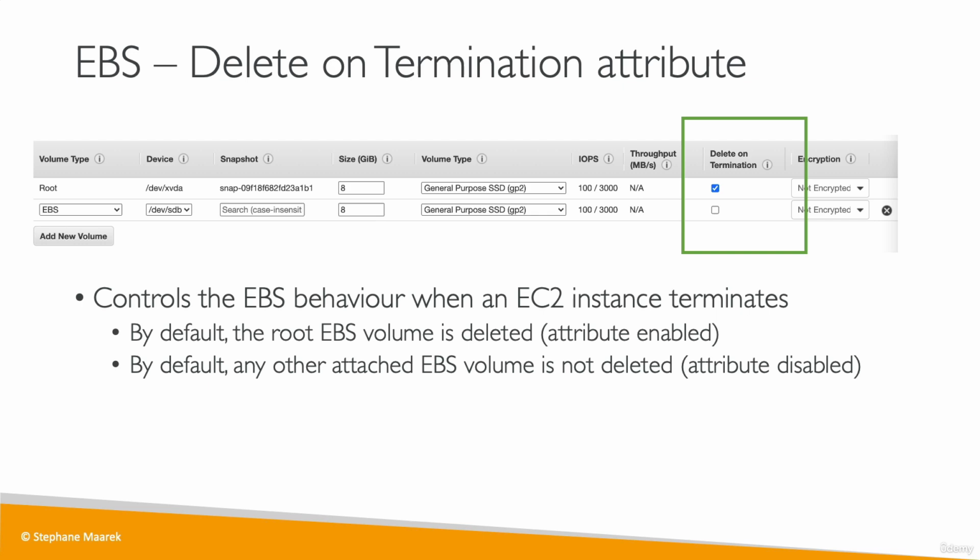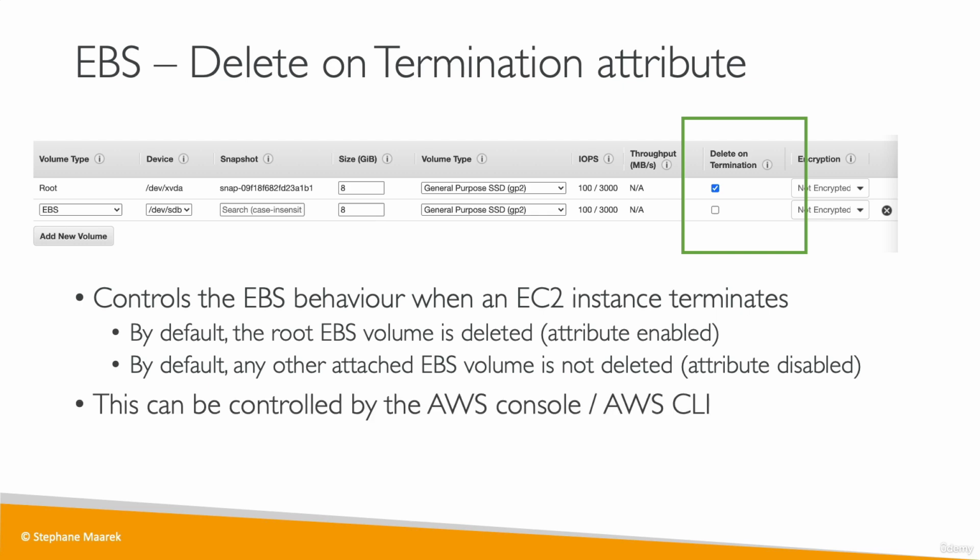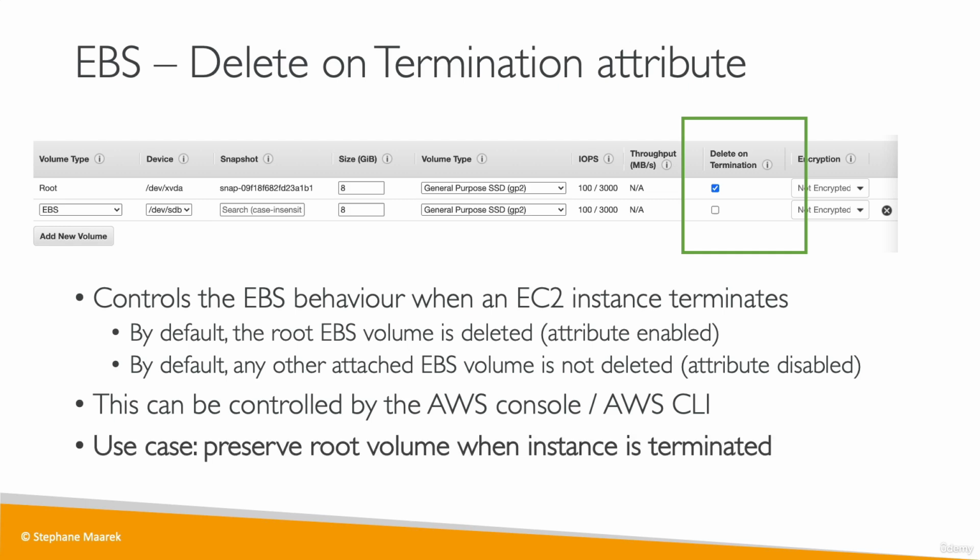But obviously, as we can see in this UI, we can control whether we want to enable or disable delete on termination. A use case for it would be, for example, if you want to preserve the root volume when an instance is terminated, for example, to save some data, then you can disable delete on termination for the root volume and you'll be good to go. And that could be an exam scenario at the exam.